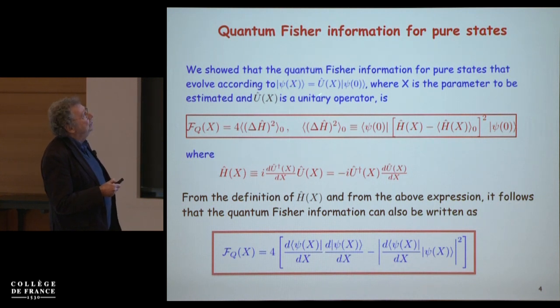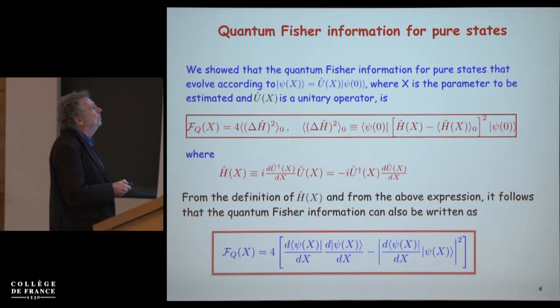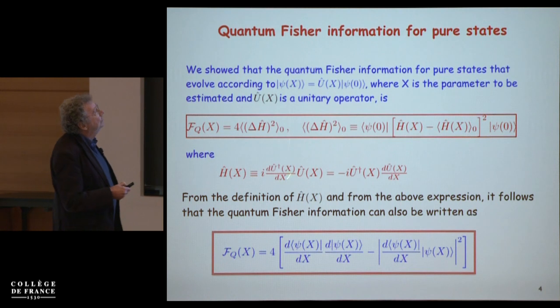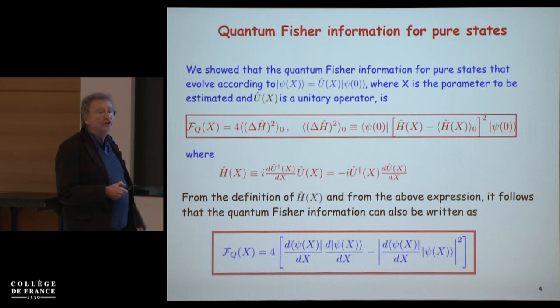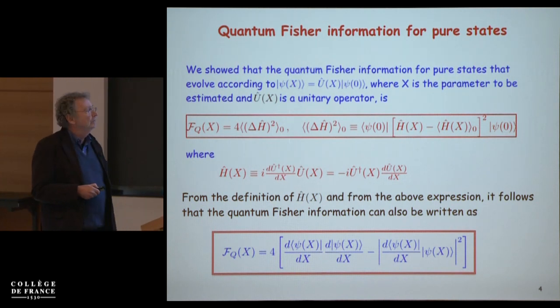Now, we have also shown that for pure states that evolve according to an expression like this, a unitary evolution that depends on the parameter to be estimated, that's the state of the probe, the quantum Fisher information is given by a very simple expression, where this is just the variance of an operator in the initial state of the system. That's an x-dependent operator. It's like a Heisenberg operator. And this operator is defined in terms of the unitary evolution by this expression, so you can think of it actually as the generator of the unitary evolution.